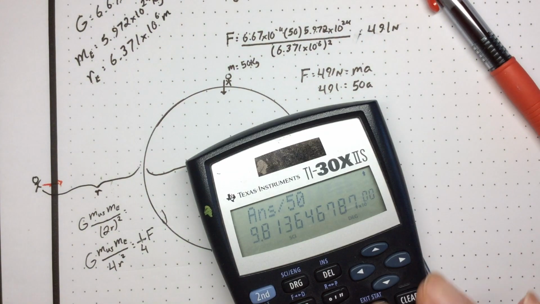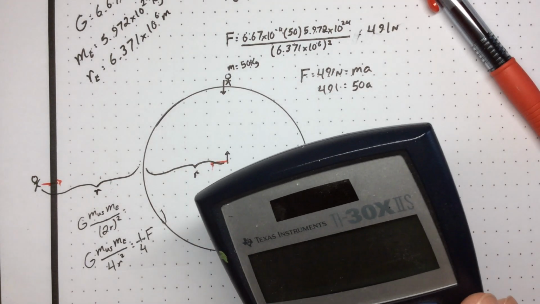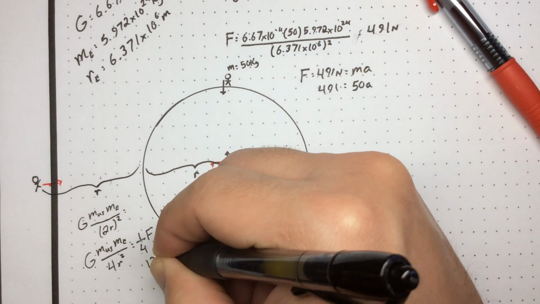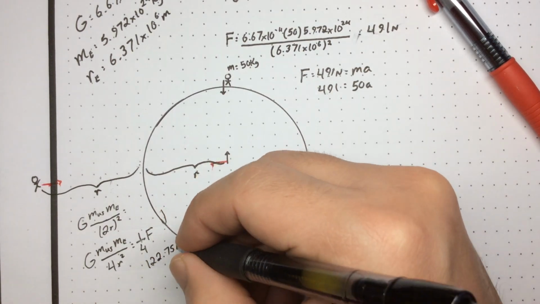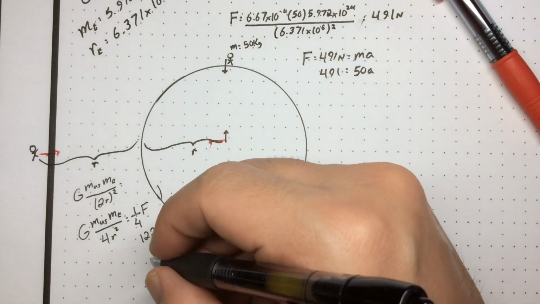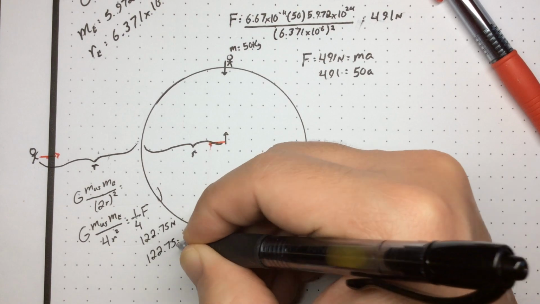And so 491 divided by 4, that's about 122.75. So 122.75 newtons would be your new force of gravity at this distance out here. And if you wanted to say, oh, well, that's 122.75, that's still equal to ma, right?